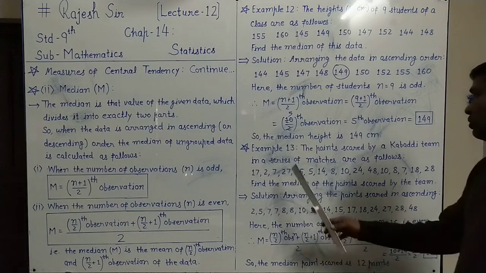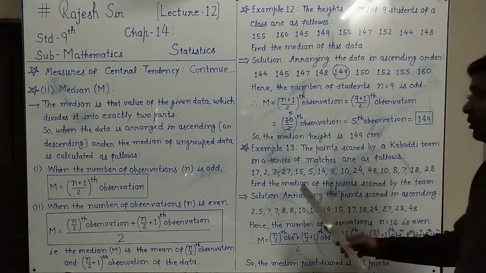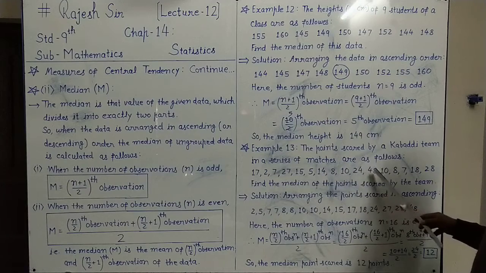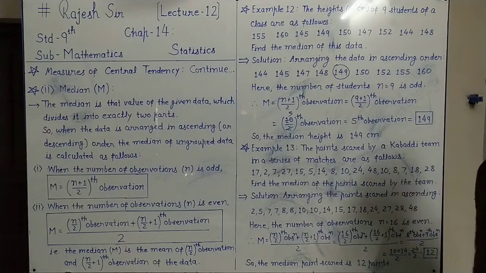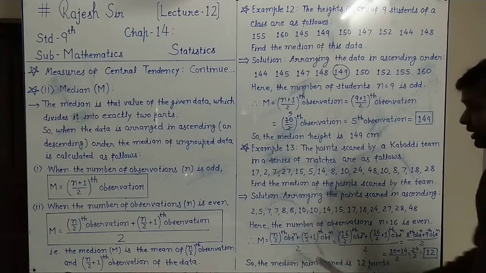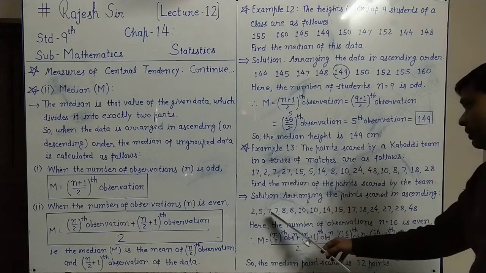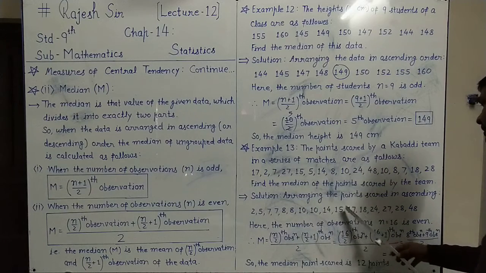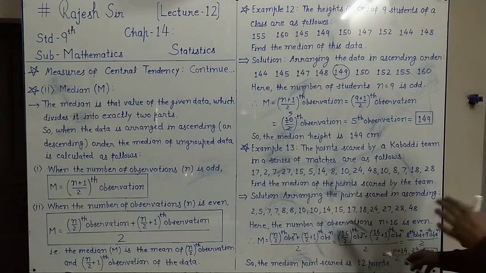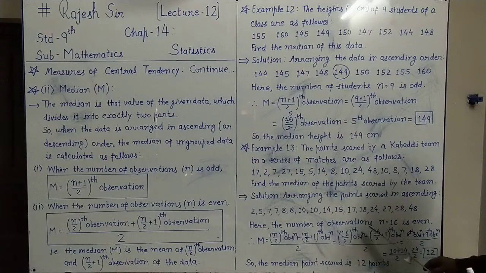So how many points scored actually, how many observations are there? 1, 2, 3, 4, 5, 6, 7, 8, 9, 10, 11, 12, 13, 14, 15, 16 terms are there. 16 matches are there. 16 times the scores are there. We will verify that 16 times we have arranged or not. 1, 2, 3, 4, 5, 6, 7, 8, 9, 10, 11, 12, 13, 14, 15, 16. All 16 scores we have written. Here the number of observations, the number of times points are noted, n equals 16.